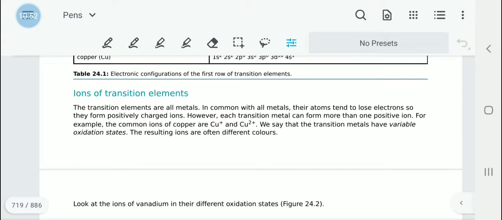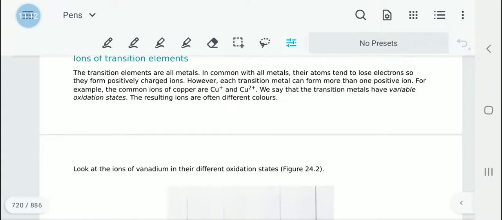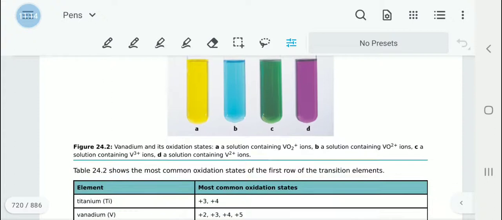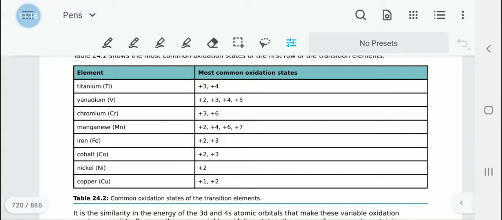Transition elements are all metals. Therefore, they form positive ions. However, transition elements can form more than one positive ion, and they usually have different colors. Now, please draw this table 24.2.